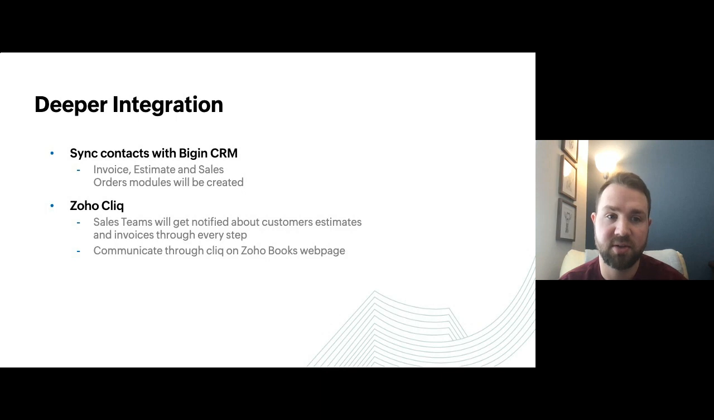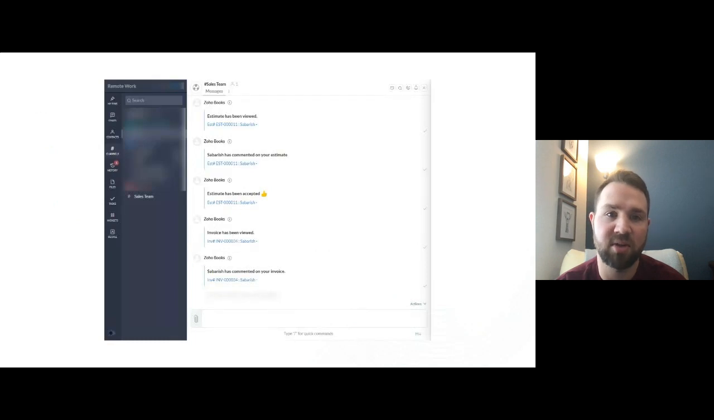We also integrate deeper with Zoho Cliq, and this is pretty cool just because it allows sales teams to get notified about customer estimates and invoices, so they don't necessarily have to reach out to the accountant about when this is going to happen, because if they're on a commission structure, they need to know when something fully gets paid and closed. And you can communicate through Zoho Books, this web page as well. So the Cliq chat box will just be there at the bottom, and you can go through there and communicate as well. And that's pretty unique. And here's kind of an example of what it looks like. So as you can see, the estimate has been viewed.